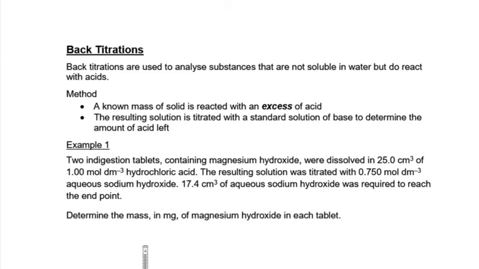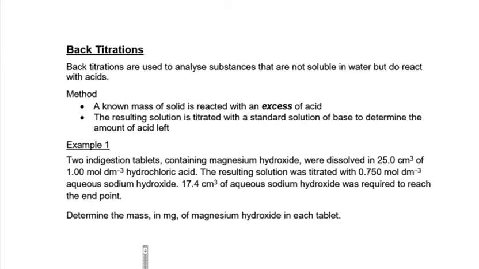So an example might be something like a limestone rock. We couldn't put it into our conical flask or our burette, but we could react it with acid and see what we're left with. So we're going to use a lot of acid, an extra amount of acid, we're going to call that excess acid, and then we're going to titrate what's left.